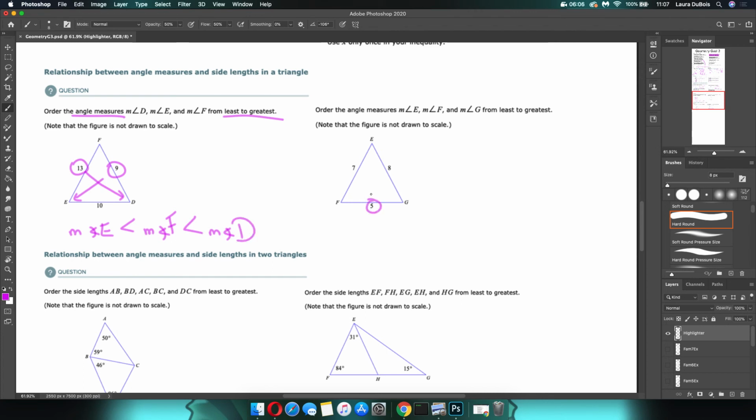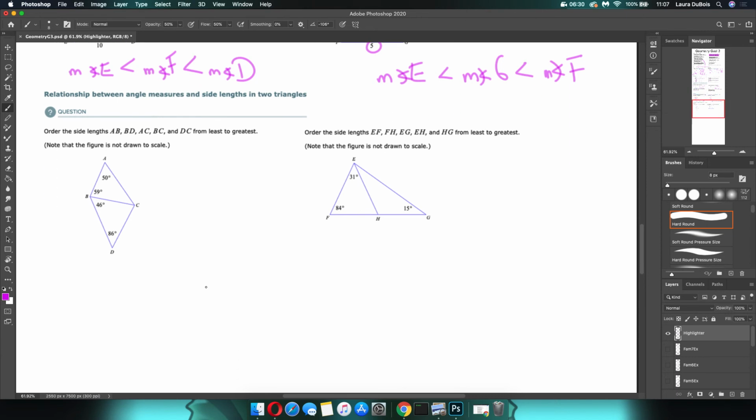So you're always kind of looking across. So 5, which is my smallest number, that corresponds to angle E. So the measure of angle E is less than the measure of angle what? 7, so go across. Angle G is less than the measure of angle F. So again, the wording is a little bit awkward, but what you're doing is pretty straightforward.